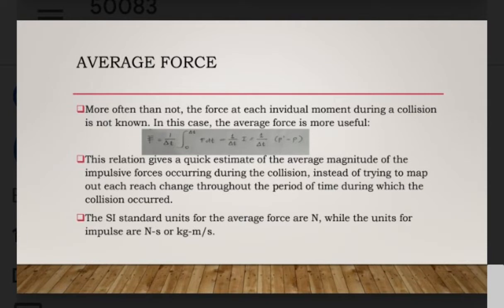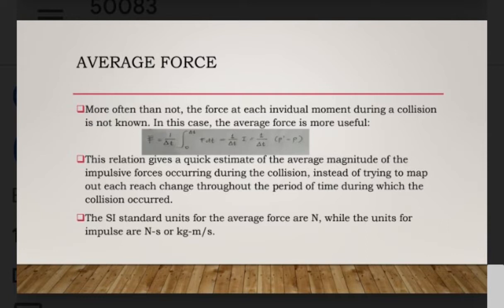Our next topic is average force. The word average here is used to indicate that this is not an instantaneous or precisely measured velocity. Therefore, the average force is equal to the mass of the body multiplied by the average velocity of the object over the defined time. More often than not, the force at each individual moment during a collision is not known. In this case, the average force is more useful.